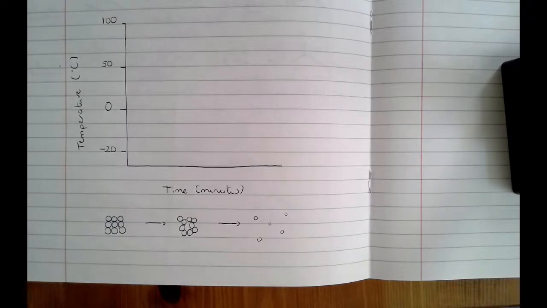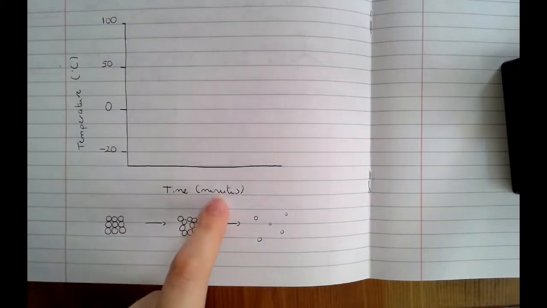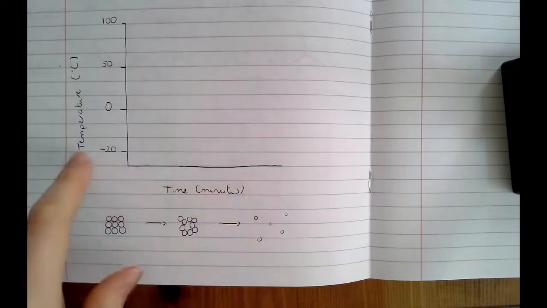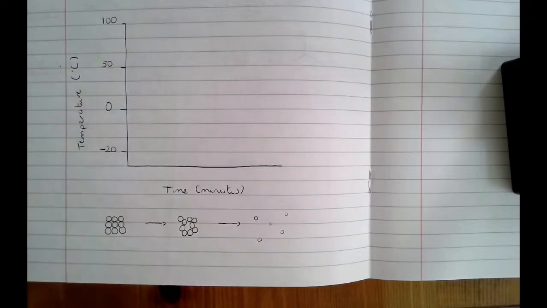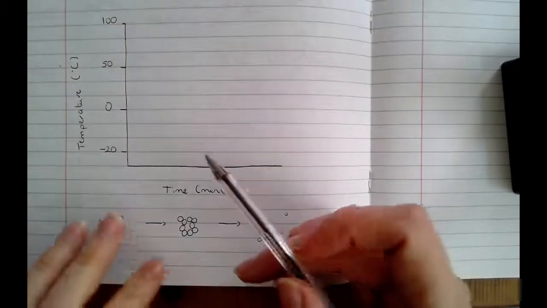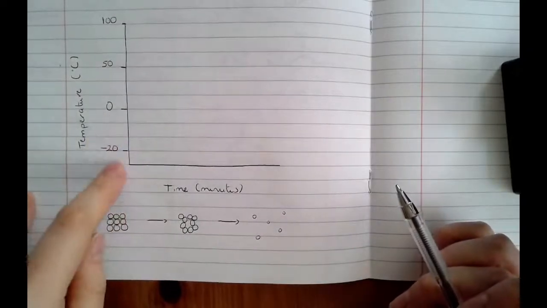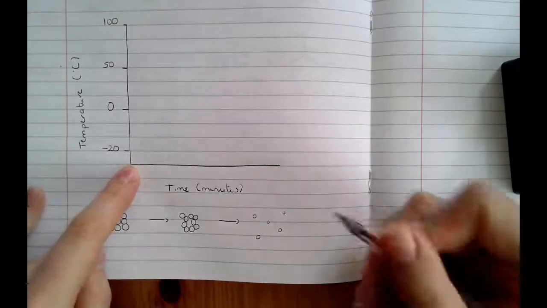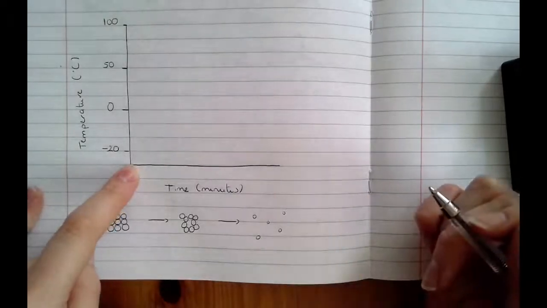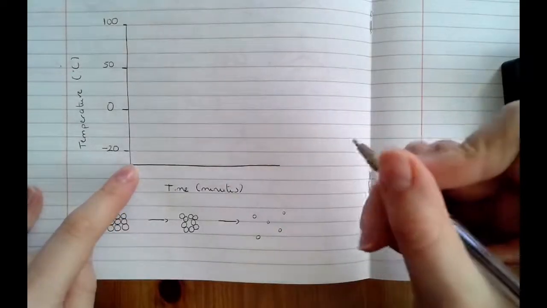So what I've drawn out is the start of what's going to be a heating curve. I've got time in minutes on the x-axis, and on the y-axis I've got temperature in degrees Celsius. We are going to draw the graph for heating water, and we're going to start with ice, because we're going to start here below 0 degrees. So we're going to imagine that we've got a piece of ice and that we are heating it over time.